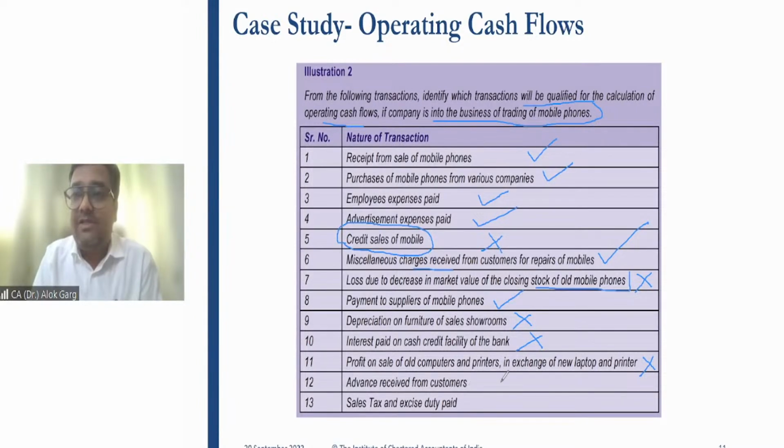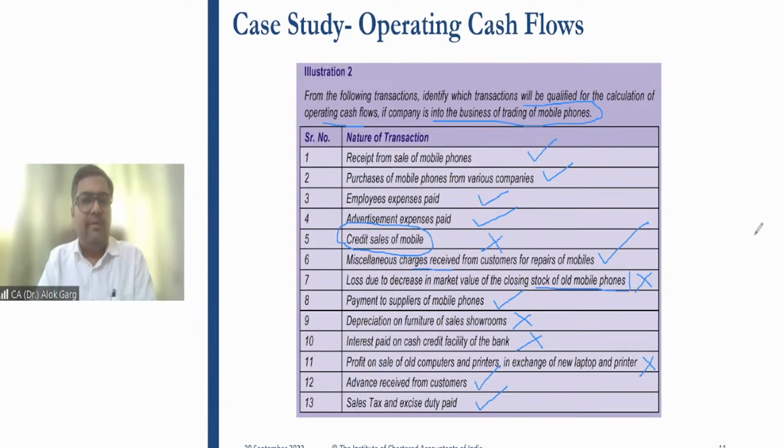Advance receipt from the customer. The money has been received in advance. Money is coming. Yes, it is a cash flow from operating activity. Sales and excise duty paid. Taxes paid. Yes, it is cash flow from operating activity. Friends, do let me know. Inventory will always be non-cash item.